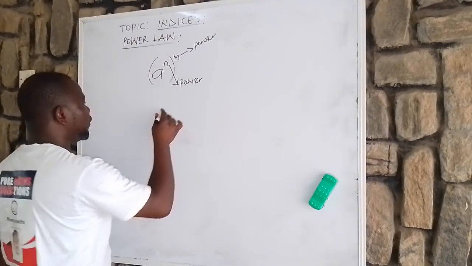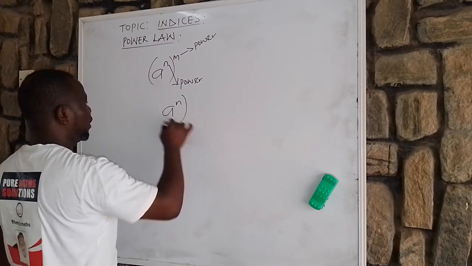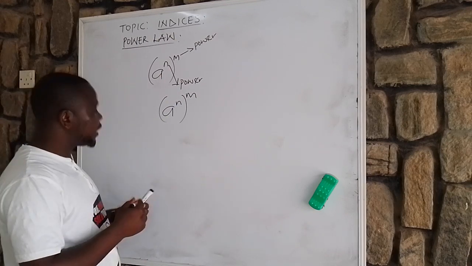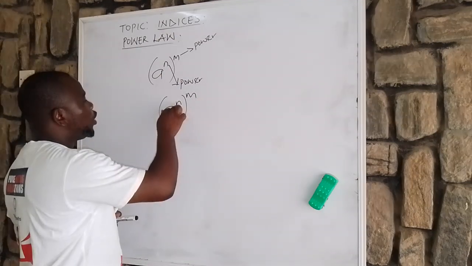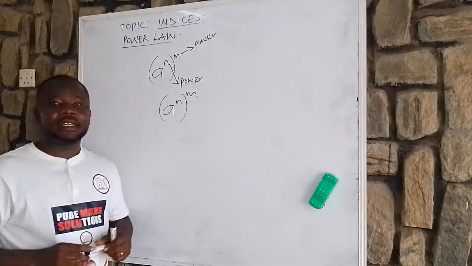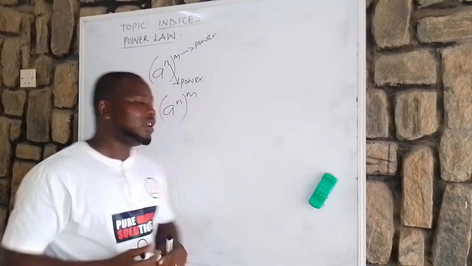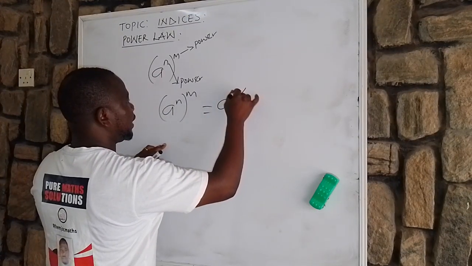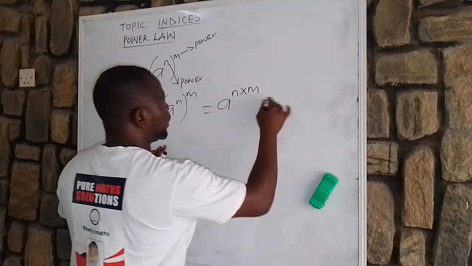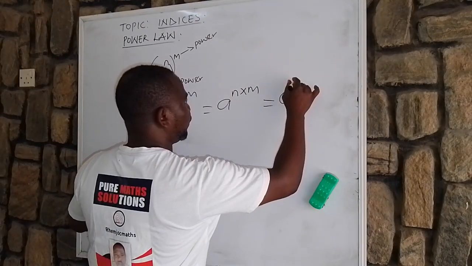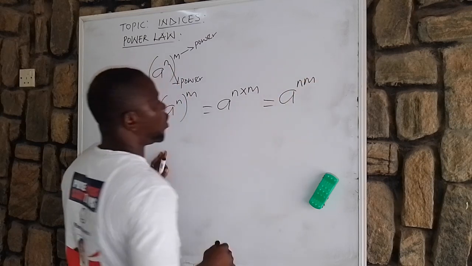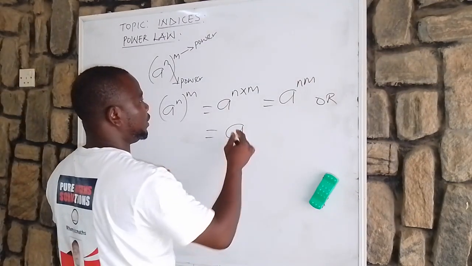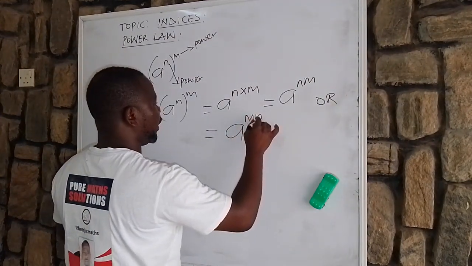Take note. So if we have a raised to the power of m, open brackets, raised to power n, the power law states that since this is a power, use this power to multiply this power. That is the meaning of the power law. How? That is a raised to the power of m times n. So this equals a raised to the power of mn.